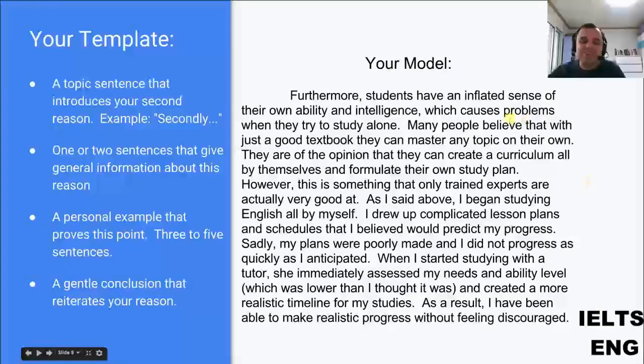Okay, so as you can see, it's very, very similar to the first body paragraph. The only difference is that I used this as a transition, as I said above. That's nice. I like that. Let's talk about that more.